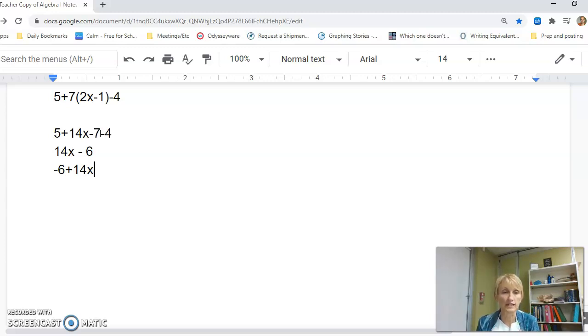Negative 6 plus 14x. Those two things mean the same thing. It would not mean the same thing if I switched the order but left a minus in the middle.